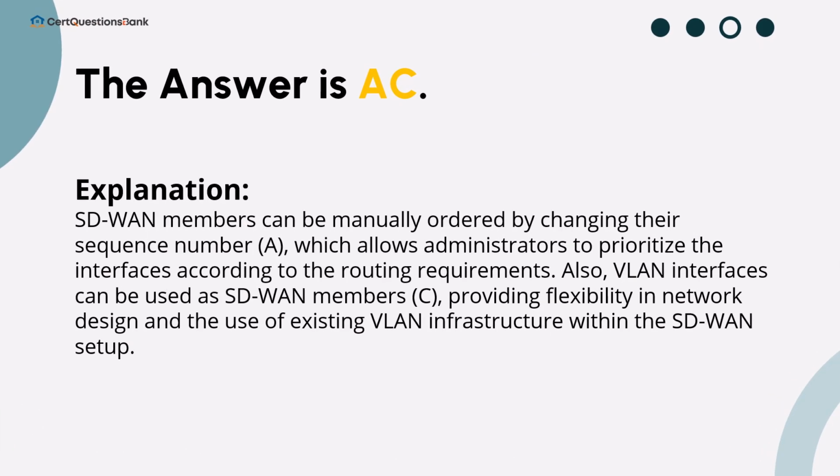The answer is AC. SD-WAN members can be manually ordered by changing their sequence number, A, which allows administrators to prioritize the interfaces according to the routing requirements. Also, VLAN interfaces can be used as SD-WAN members, C, providing flexibility in network design and the use of existing VLAN infrastructure within the SD-WAN setup.